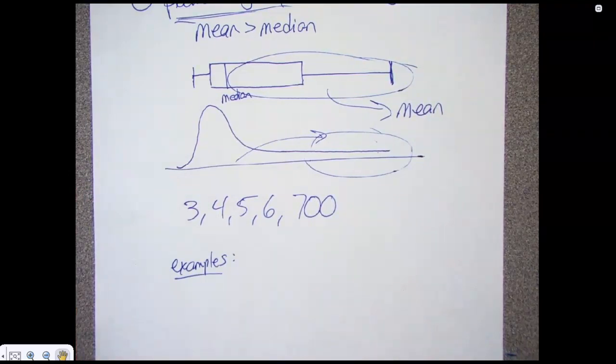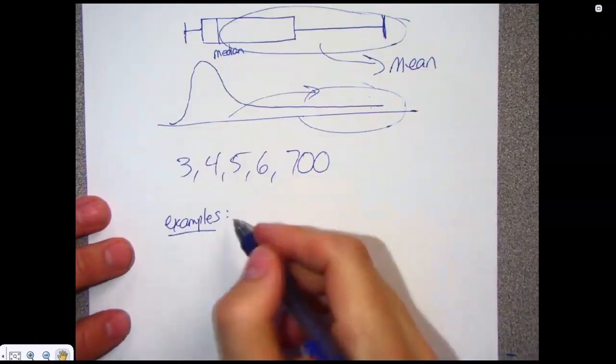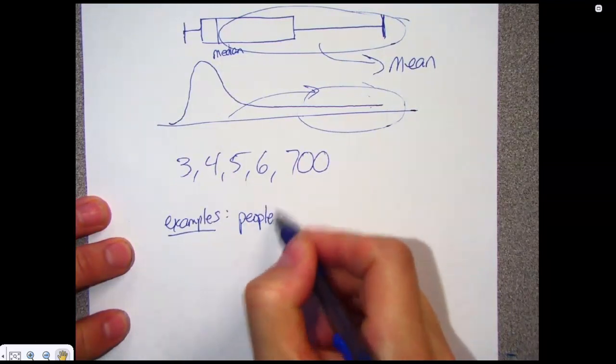You got poor people, you got people that are middle class, you got people that are upper class. But then you got Bill Gates. Does Bill Gates affect the median? No. If you list them in order, he's just still at the end. But does Bill Gates affect the mean? Yes.